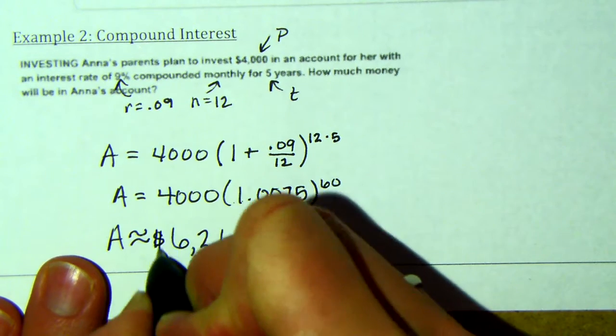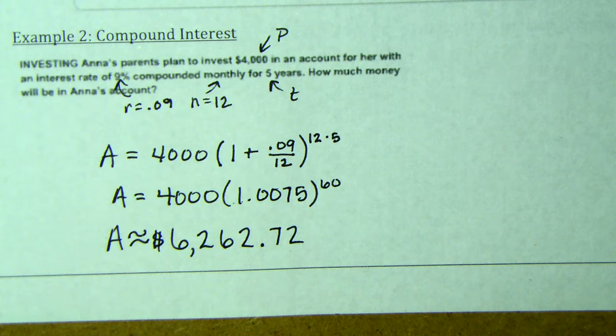So approximately $6,262.72. Is that where you guys ended up? No. Yes. $4,125. Oh, biscuits. You screwed up somewhere. Obviously. I got that. But they're right there, Keaton.